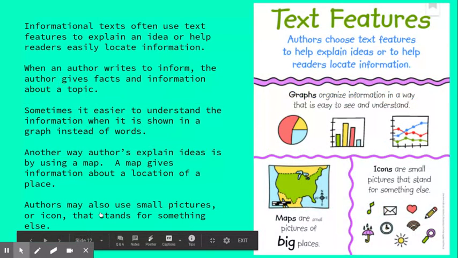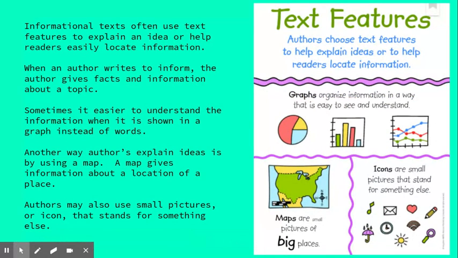Okay, so text features. Informational texts often use text features to explain an idea or help readers easily locate information. So authors choose text features to help explain ideas. So let's look at those on the poster right there, those three graphs. Those graphs would be an example of how to organize information in a way that is easy to see or understand. And then down at the corner of the poster is a map. Maps are pictures of big places. So we'll be talking about maps definitely today.